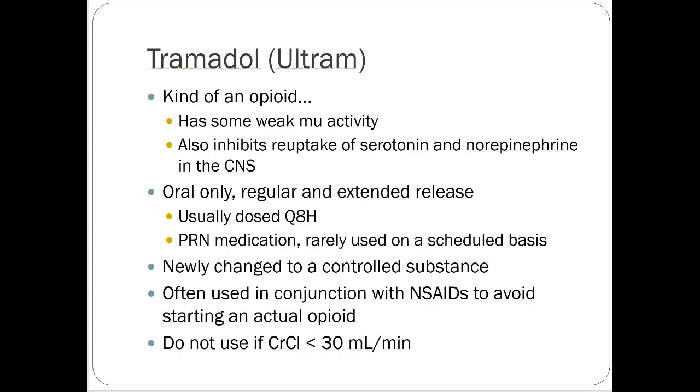All right, just a couple more slides. I know this is a long set of lecture here, but bear with me. Tramadol is kind of an opioid. It has some weak mu activity and actually was moved to a controlled substance recently, I think last year or the year before they did it, and it is a control 5 now, I think. So it's not really a high control status, but what that does is it allows the DEA to police it a little bit more.